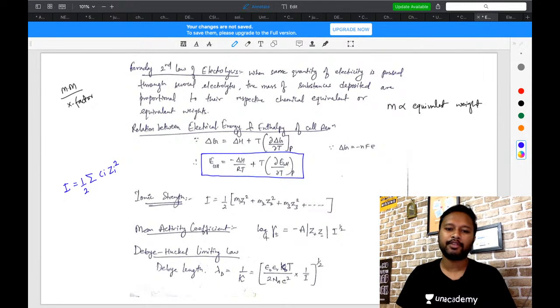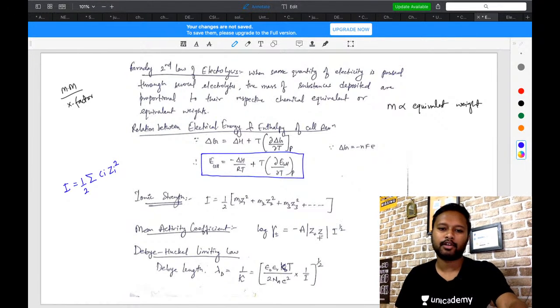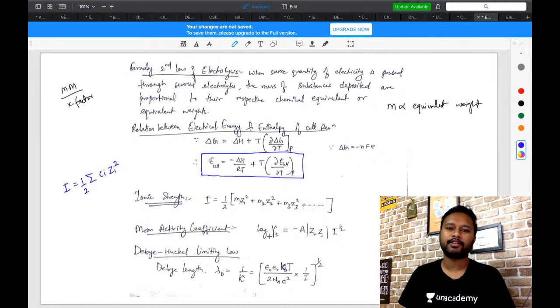The mean activity coefficient is given by log gamma plus minus equals minus A z plus z minus I to the power 1 by 2, or under root I. What does this mean? When you have a static charge in a solution, let's say a certain charged particle, there will be counter ions which are going to surround this charge, all around it.